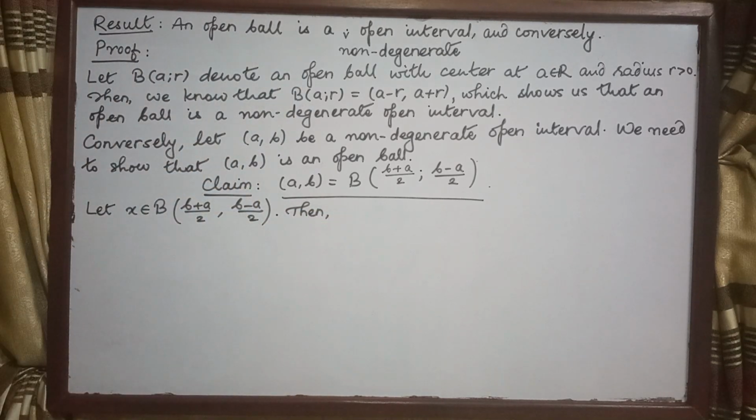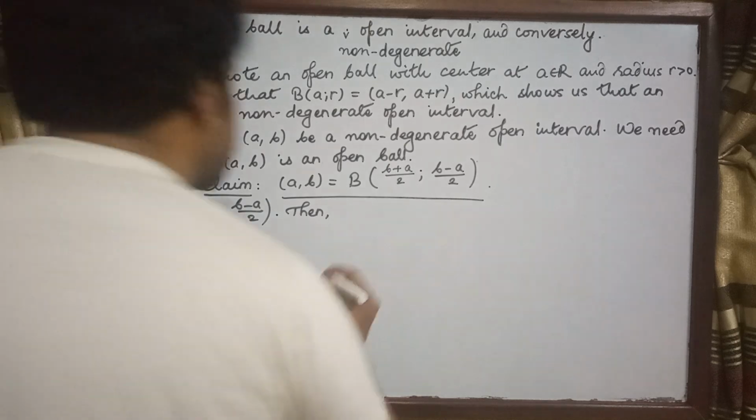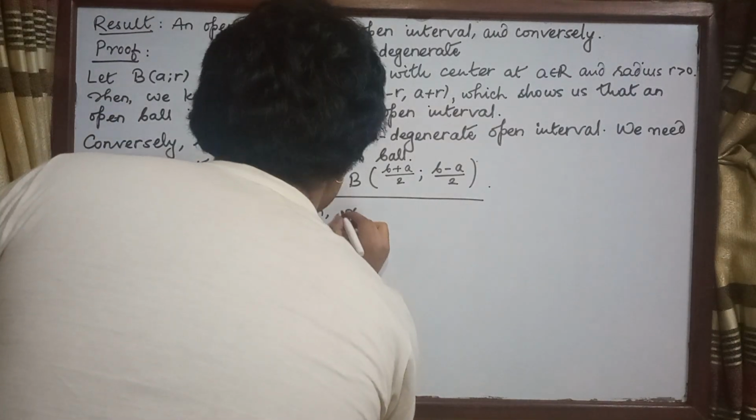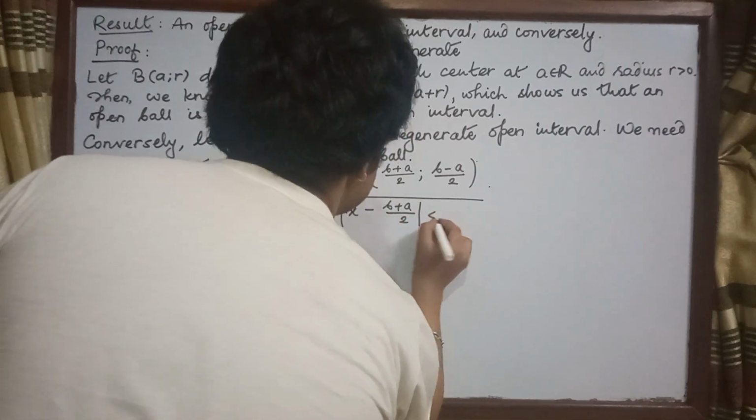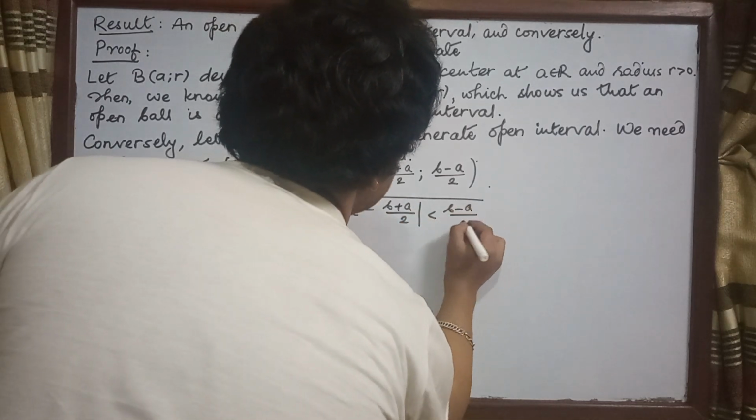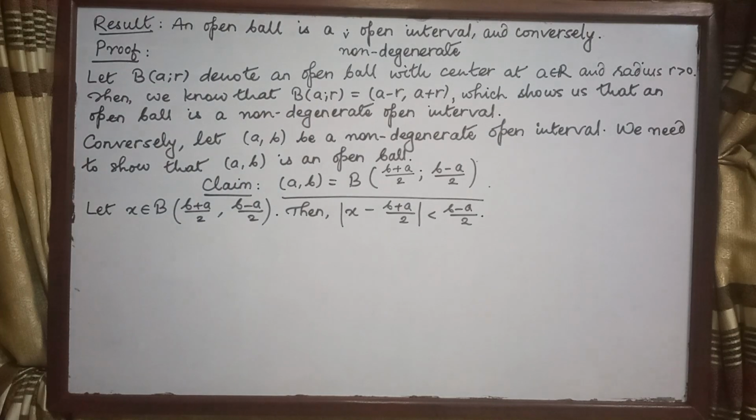Then by definition, what do we get? We get the modulus of this is less than the radius, by definition of an open ball. All right, this is what we are going to get.